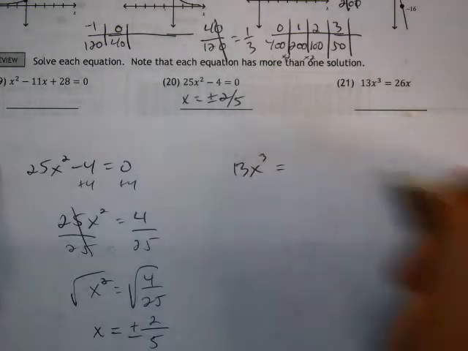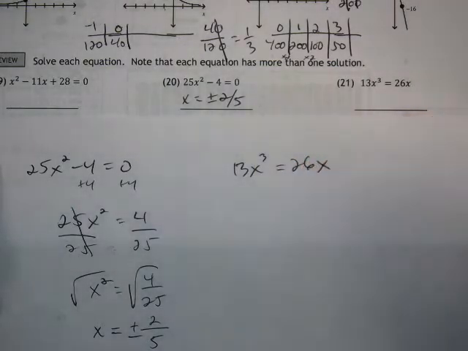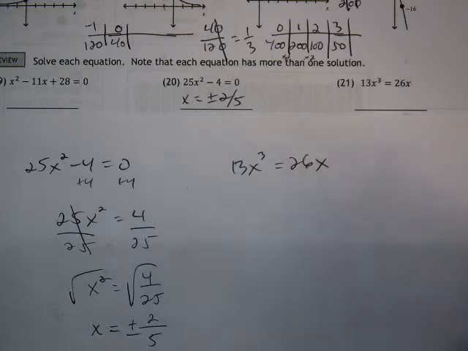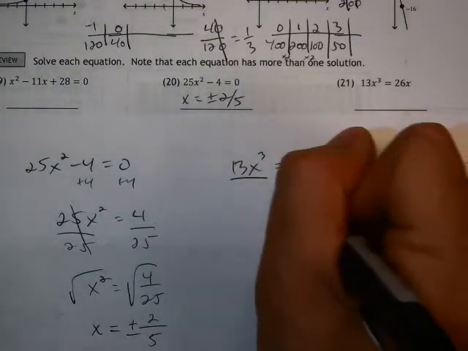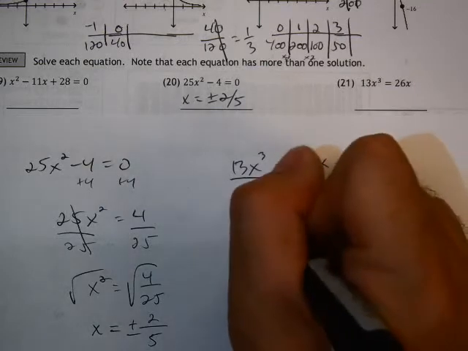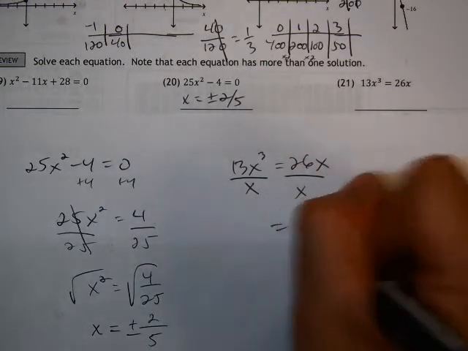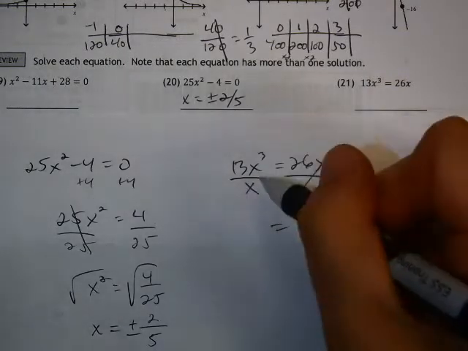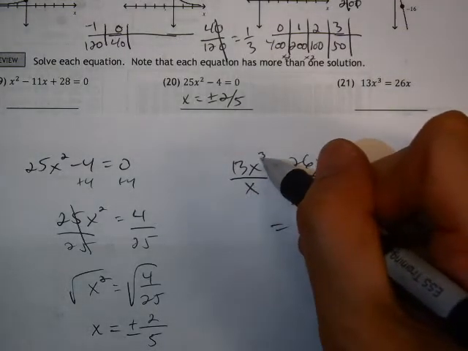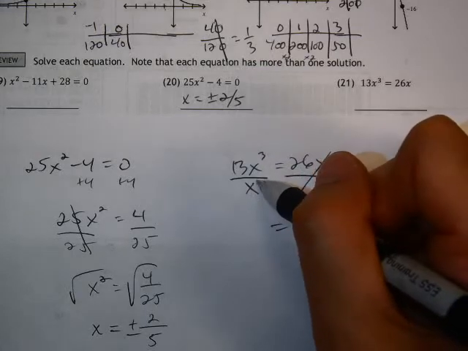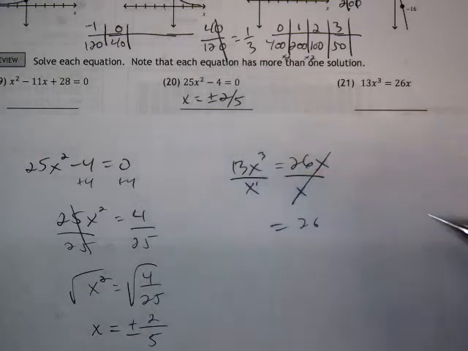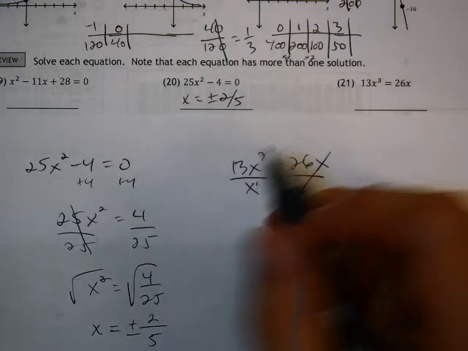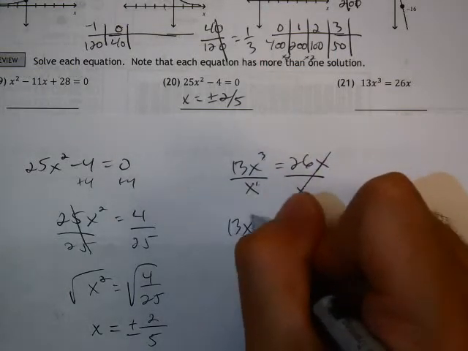13x cubed equals 26x. Now initially it looks kind of weird because you have the x's, but to make it a little bit simpler in the beginning, I'm going to divide both sides by x. That'll cancel here. It leaves me with just 26. Now here, on the bottom of this one, x to the first will cancel with one of the x's from the x cubed up top. So it'll be 3 minus 1 from your exponent rules. Leaves me with 13x squared.